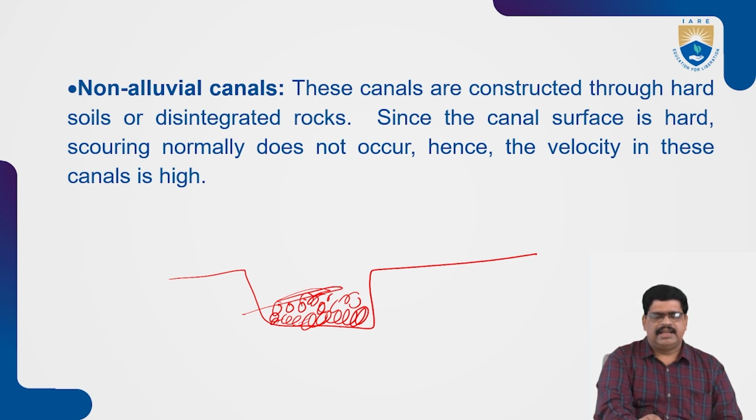Hence the velocity of the canal will be higher. Why? Because velocity increases. The sides will also be provided with stone pitching. So based on this, it can be protected from seepage losses or any other losses. This is a very good example for the non-alluvial type of canals.